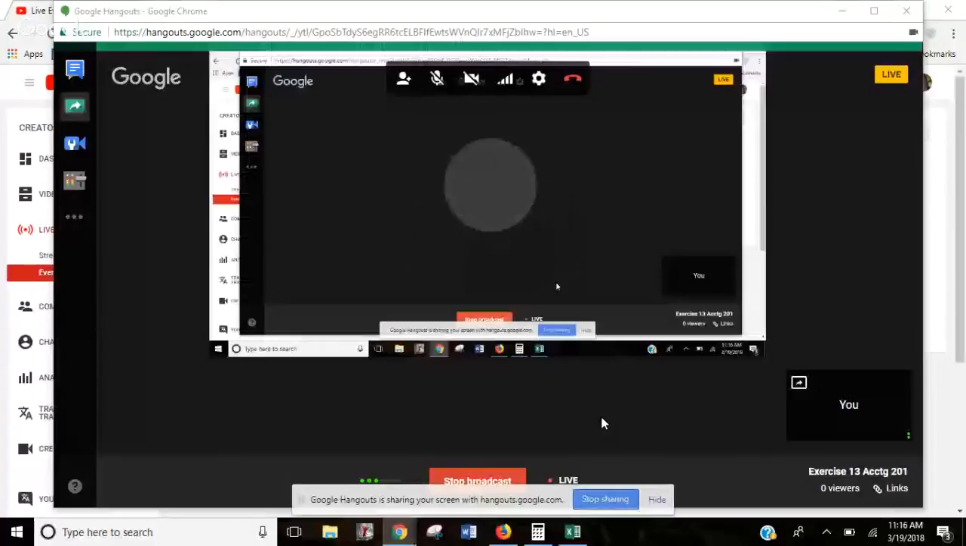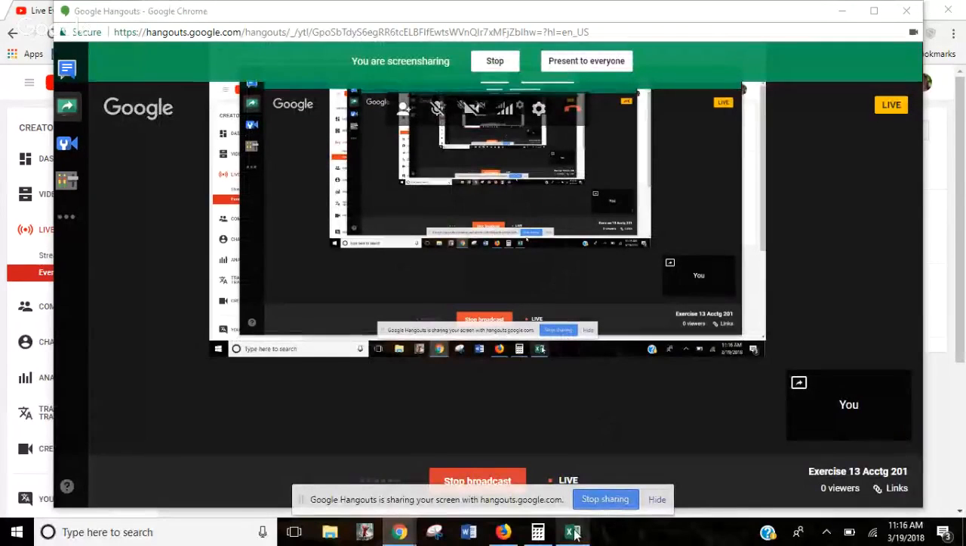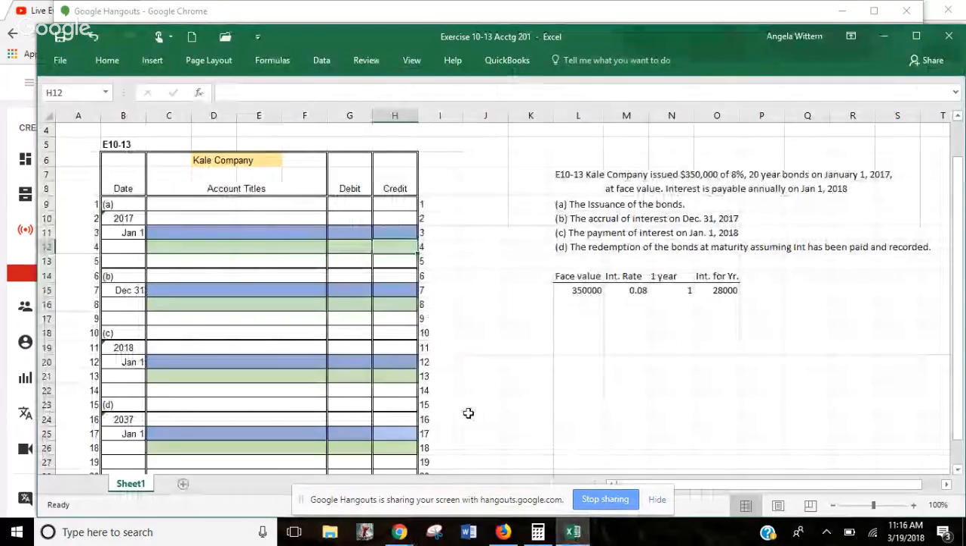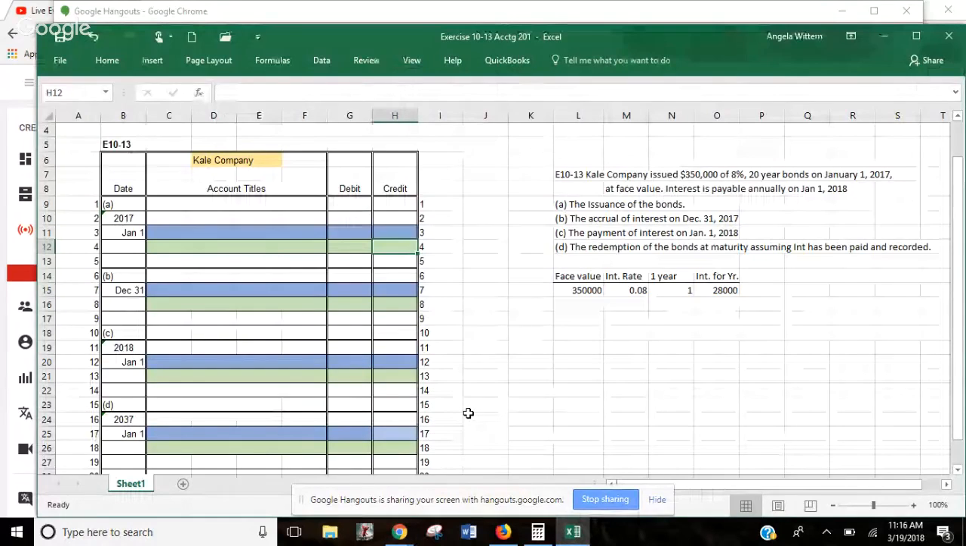I am going to share my screen and then we will move on to the problem here. I've got an Excel document here I wanted to share with you. We are doing problem number 13 in chapter 10, and I want to illustrate the accounting for bonds issued at face value.